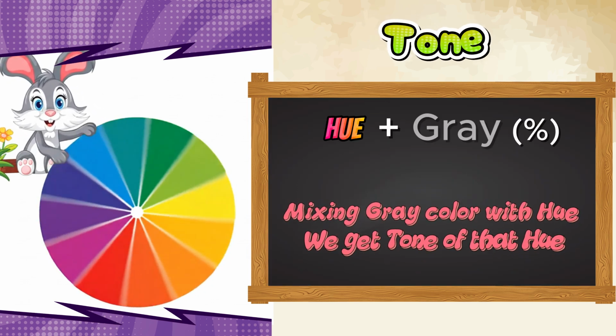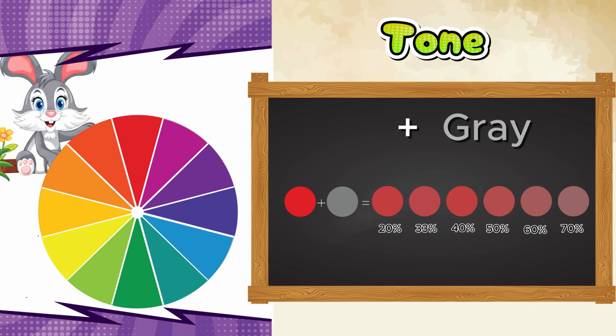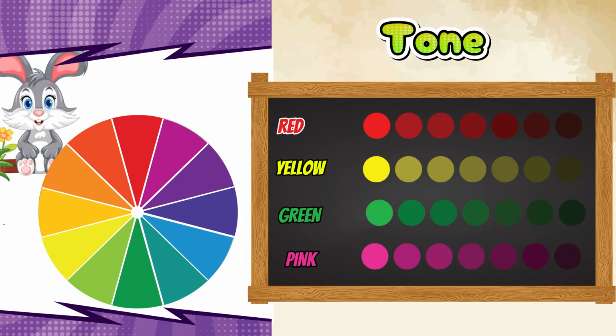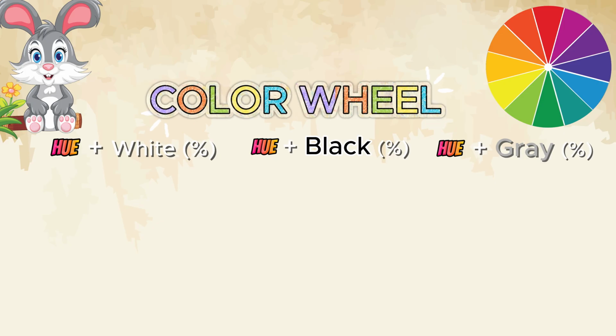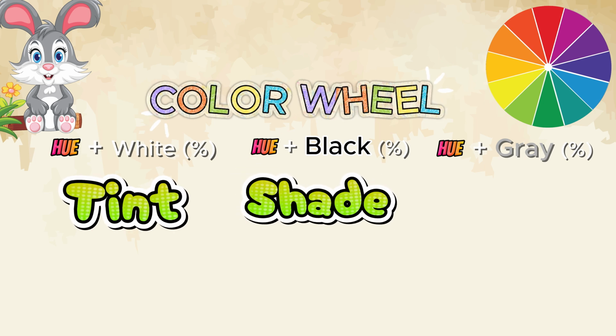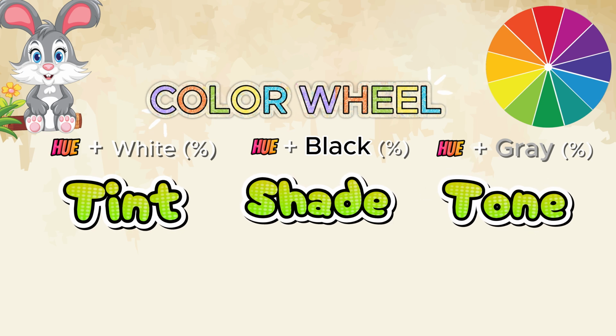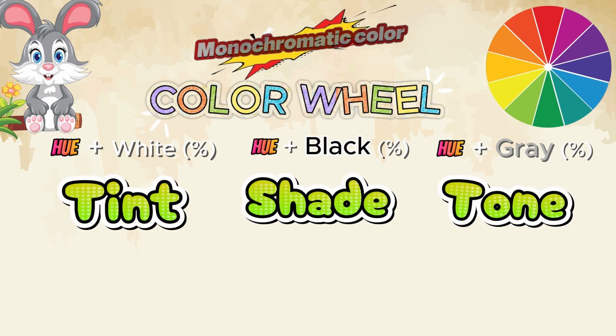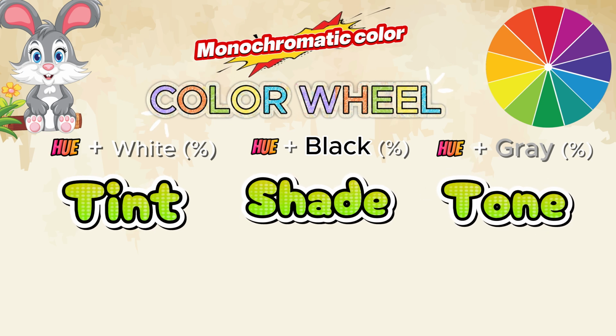Tone. By mixing different percentages of gray color, we get tone. So, hue plus white color, we get tint. Hue plus black, we get shade. And hue plus gray, we get tone. Tint, shade, tone are the monochromatic colors of the color wheel.